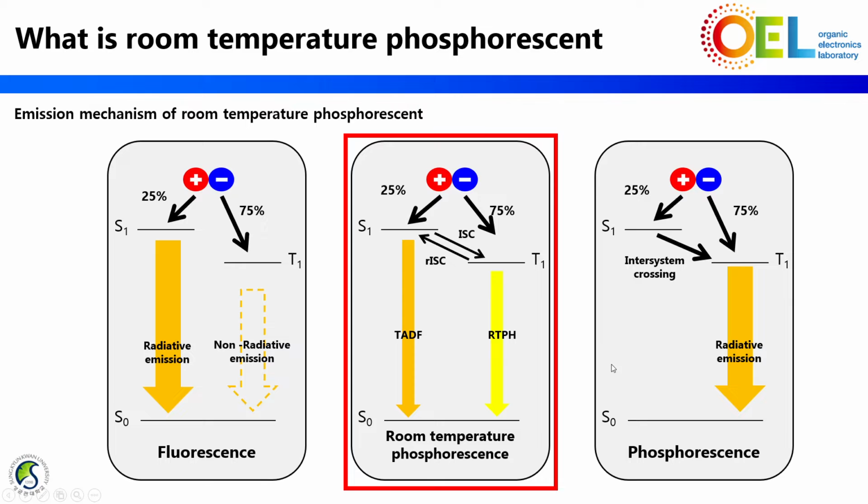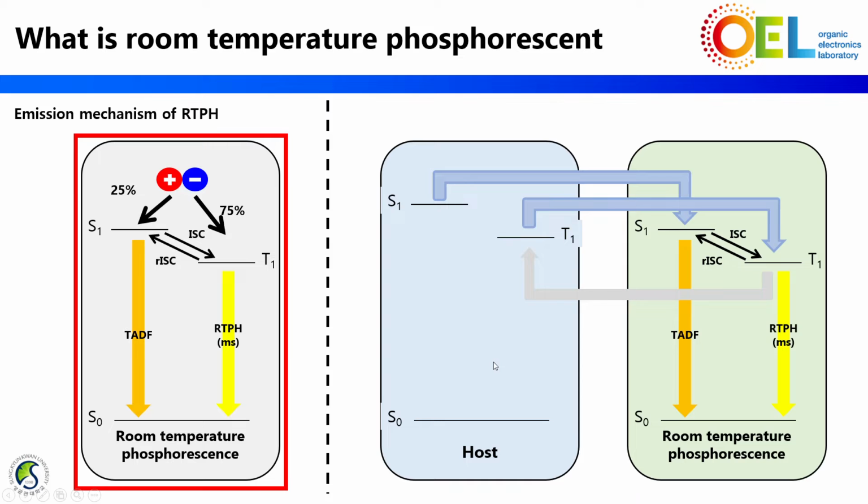Phosphorescence is emission from triplet exciton energy release, so phosphors with heavy metal atoms can emit phosphorescence due to strong spin-orbit coupling (SOC) and intersystem crossing (ISC). The room temperature phosphorescence (RTPH) mechanism is similar to phosphor emission, which induces SOC with a large molecular number atom, but not using heavy metal atoms. So, RTPH is organic phosphor without heavy metal atoms.